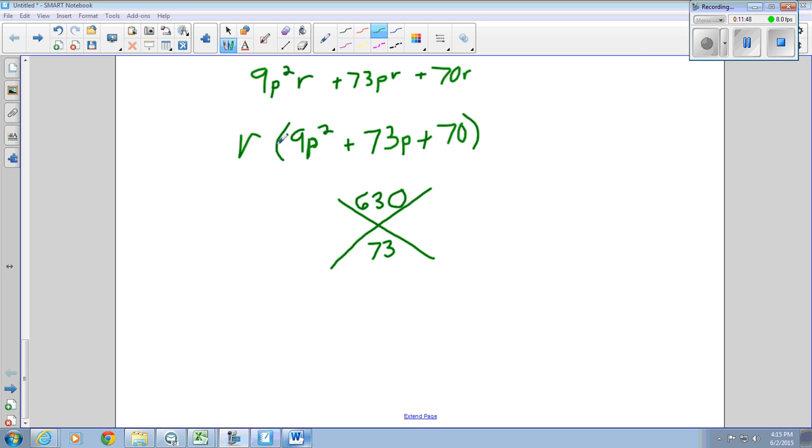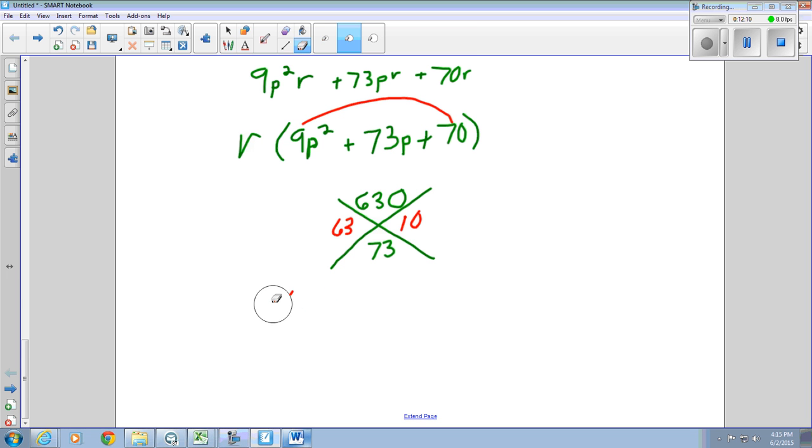So we multiply the two, 9 and 70. Multiply these two numbers, you get 630 and 73. We'd be able to say 63 and 10 multiplied together would give you 630, added together would give you 73, and you'd be left with r times. Oh, sorry, not done yet. Hold on.